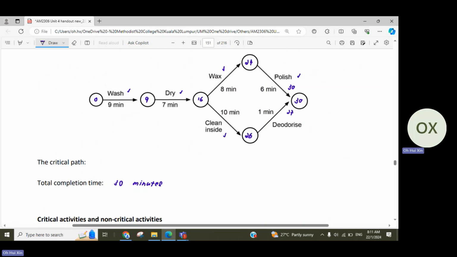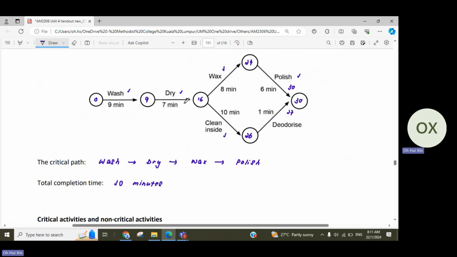Okay, so the next thing we talk about is the critical path. You remember where we put all the ticks? So you look at your last node, then you try to find the tick that you put, then you start to trace back. Which means that you have polish, then before polish you have waxing, before waxing you have drying, before drying you have washing. So that's why the critical path for this project network is wash, dry, wax, and also polish. Okay, so this is what is meant by critical path.